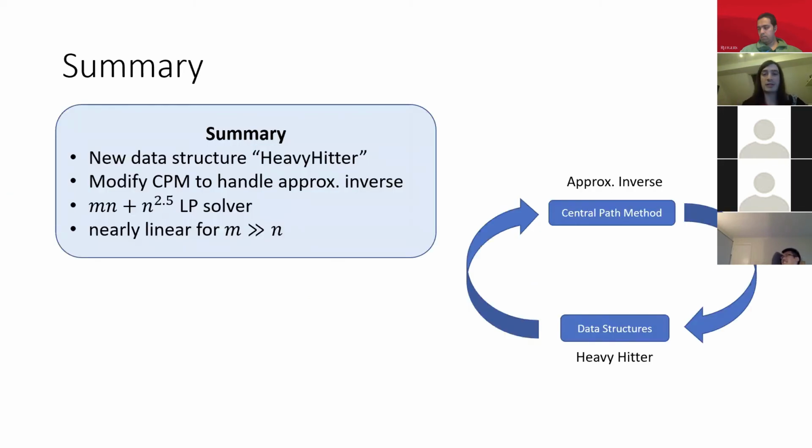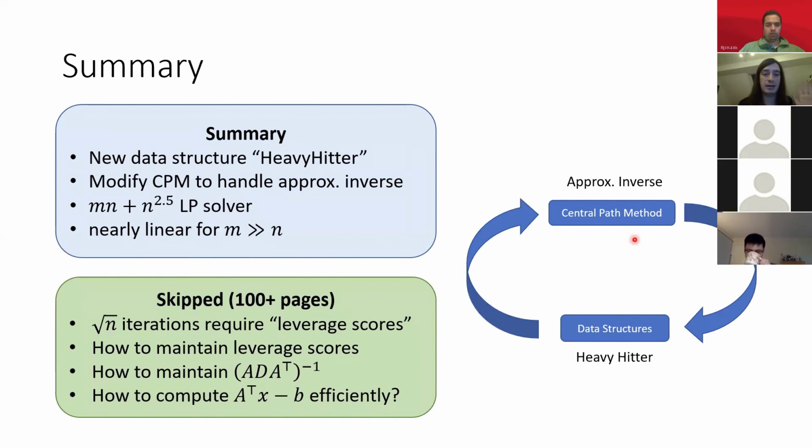And by using this, we are then able to get this mn plus n to the 2.5 LP solver. The idea was, okay, we have a new data structure problem, this heavy hitter stuff, but we also need to modify the central path method. We need to show that it still works, even if you use a spectral approximation for this inverse in the center expression. Thing is, I skipped a lot of details here, like the paper is over 100 pages long.